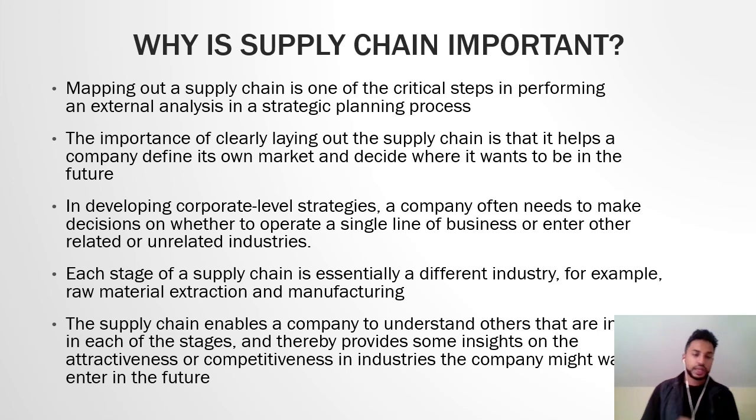Each stage of the supply chain is essentially a different industry. For example, raw material extraction and manufacturing. It's true, each stage is a different industry. When you're purchasing your raw material, you have to extract it. Where are you getting the raw material from? Now you've got it. Another process is transportation. You have to transport it from here to there. That's another industry. Manufacturing, that's another industry. So it's a bunch of different industries. Basically, it helps a company understand the various stages in building a product. That's why supply chain is so important.